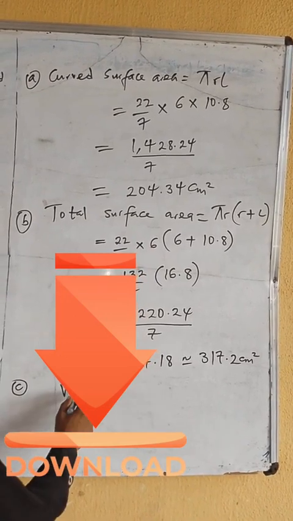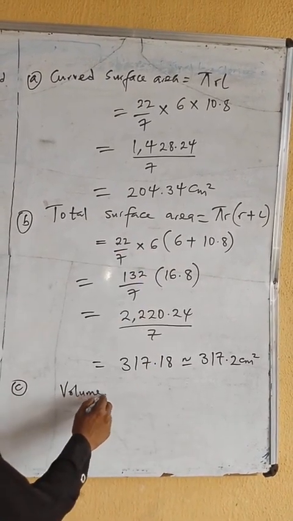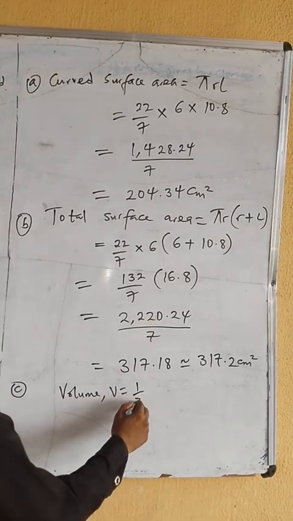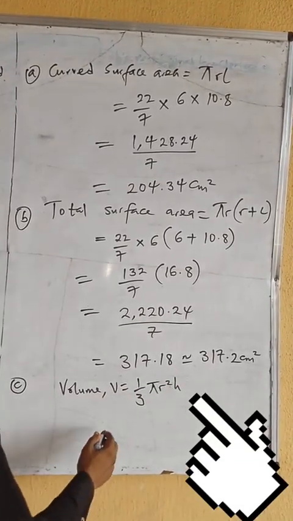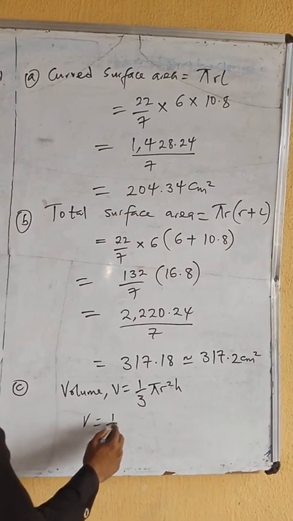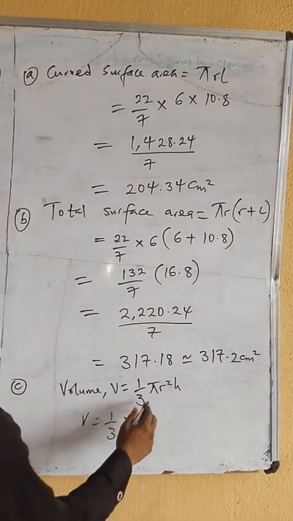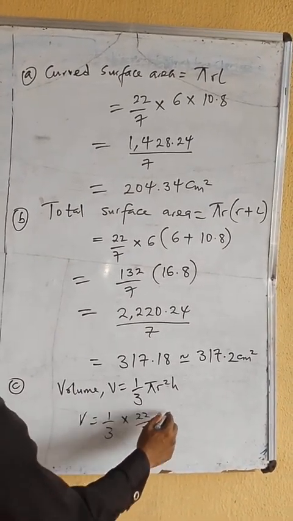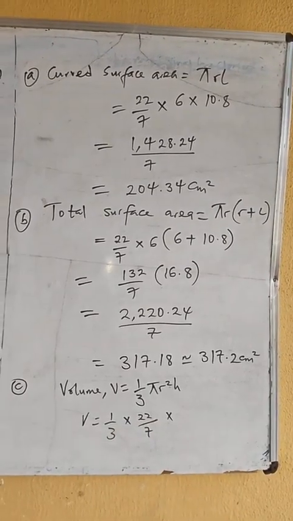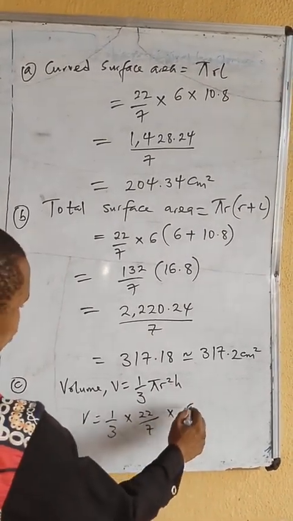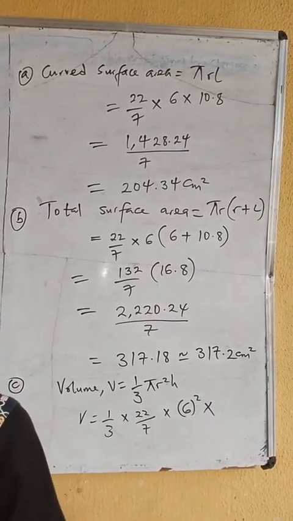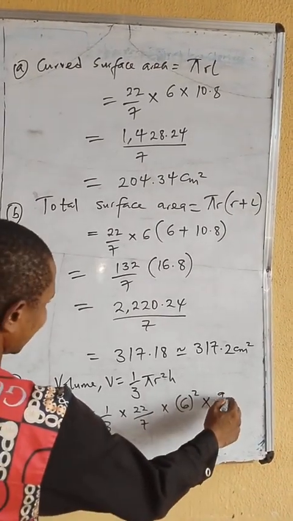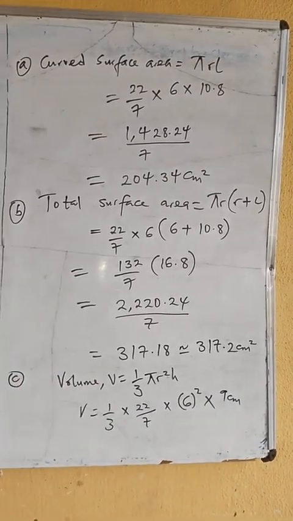Then the last but not the least, that's the volume. The volume is equals to 1/3 pi r squared h. And don't forget that we are going to have 1/3 times pi is 22/7. Don't forget that. Multiplied by our r is 6, so we have 6 squared. Multiplied by the height, and don't forget that our height is 9 centimeters.